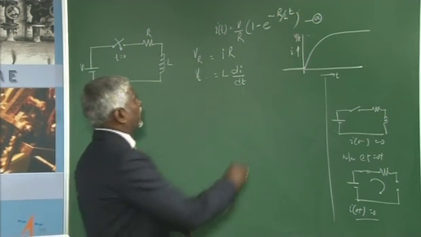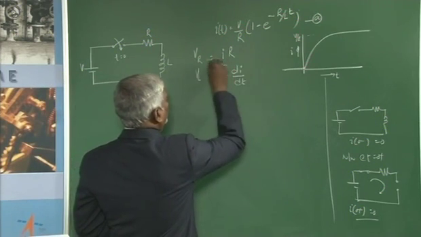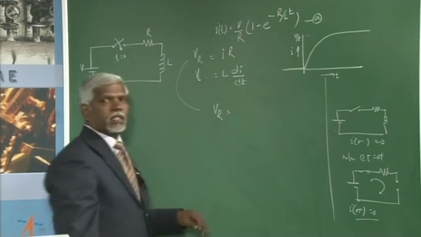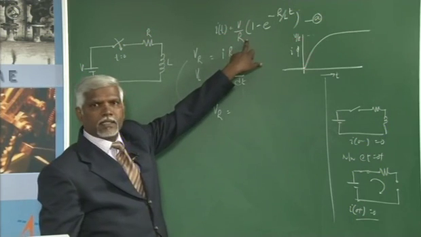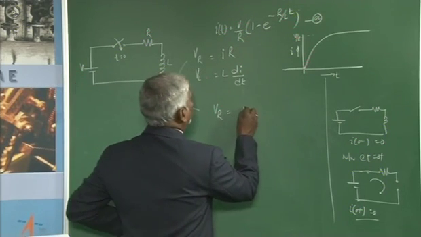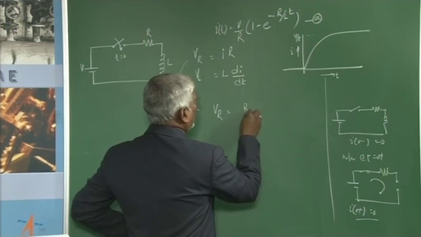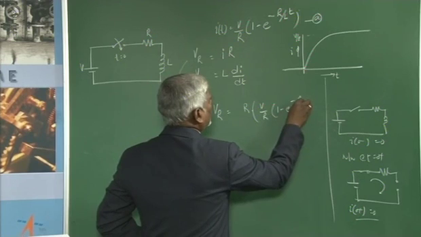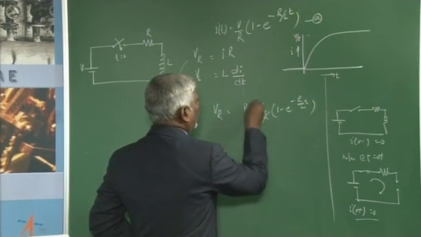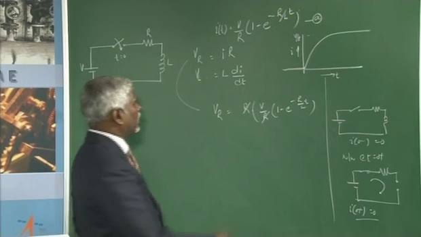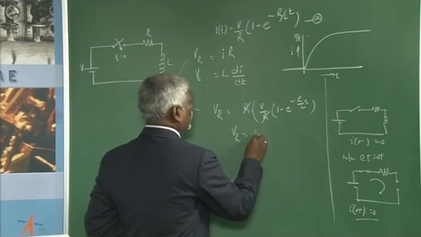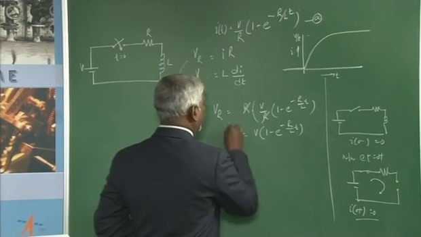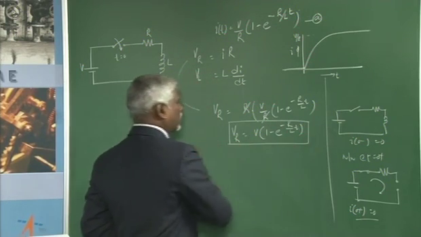This we know, we have used this many times. So, voltage across the resistor is, just multiply this equation by R, and R cancels, means I is R into V by R into 1 minus e to the power of minus R by L into T. R will cancel. So, I will be left with voltage across the resistor is V into 1 minus e to the power of minus R by L into T. This will be the voltage across the resistor.